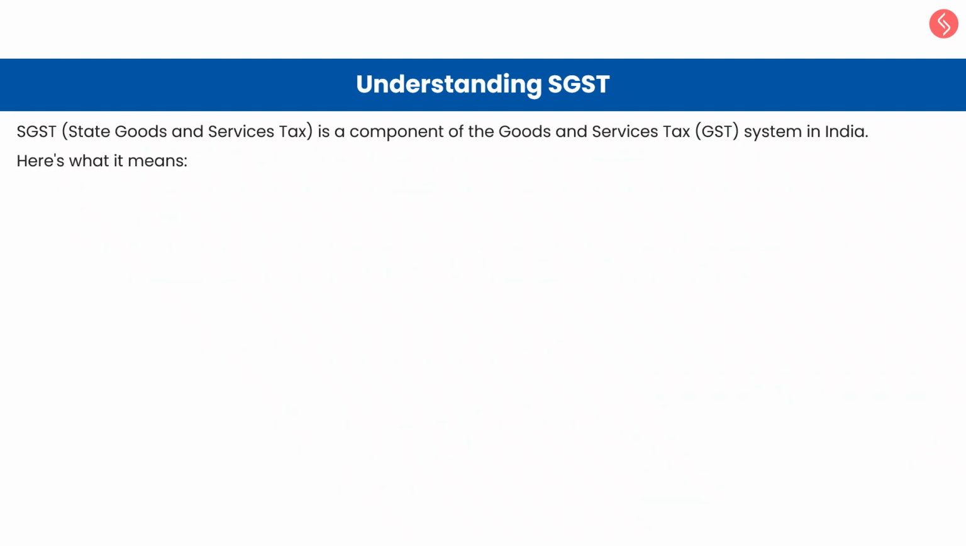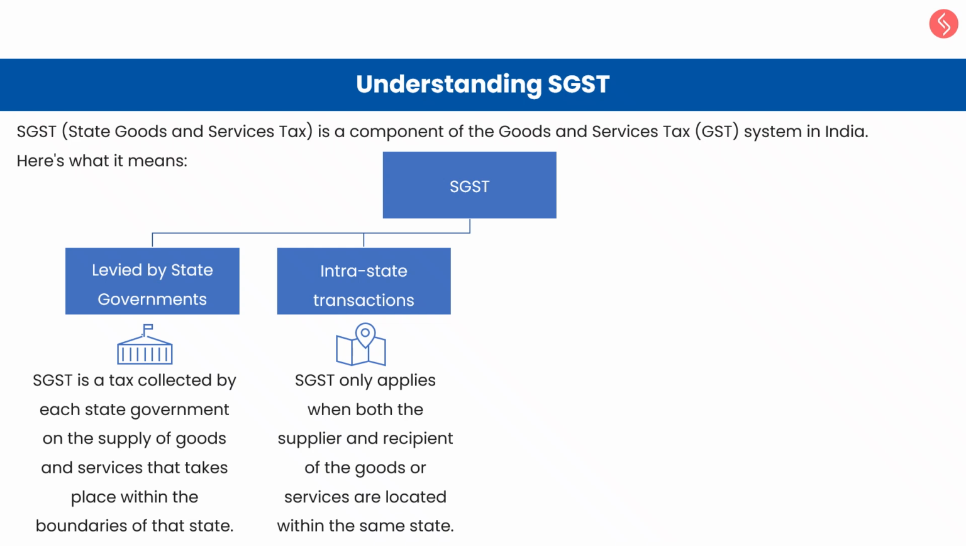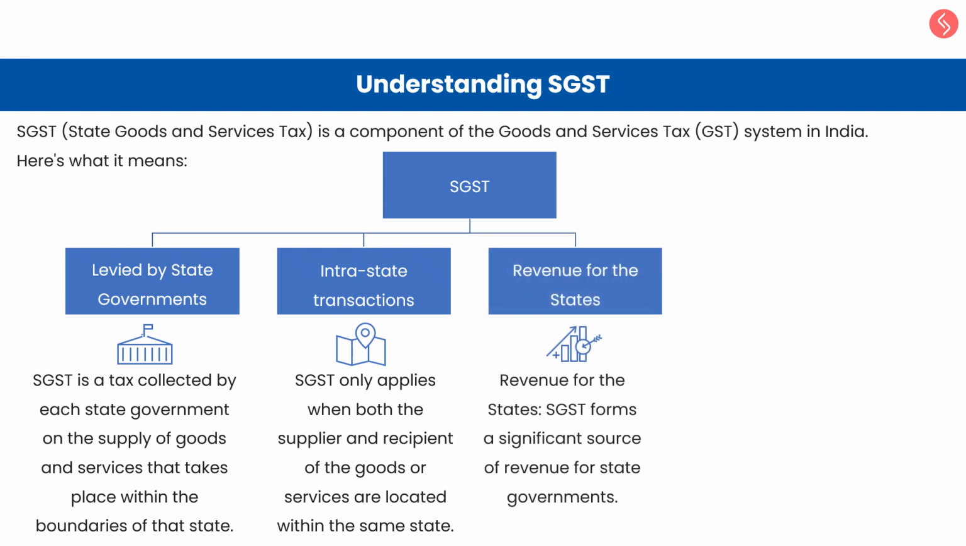SGST, State Goods and Services Tax, is a component of the Goods and Services Tax (GST) system in India. It is levied by state governments and is a tax collected by each state government on the supply of goods and services that takes place within the boundaries of that state. SGST is not levied on interstate transactions. SGST only applies when both the supplier and recipient of the goods or services are located within the same state. GST forms a significant source of revenue for state governments.